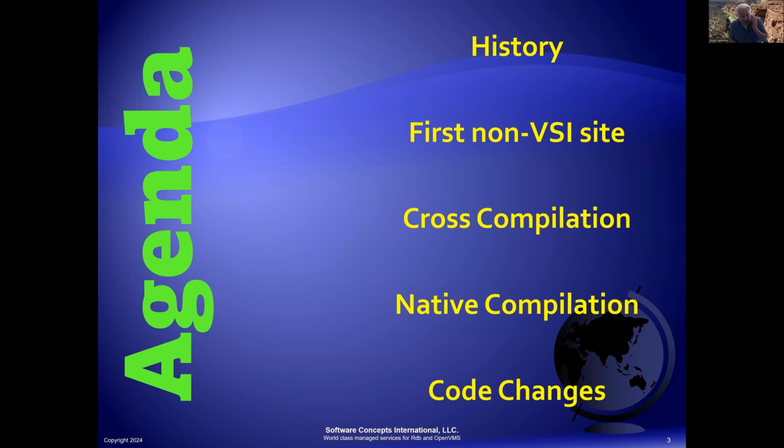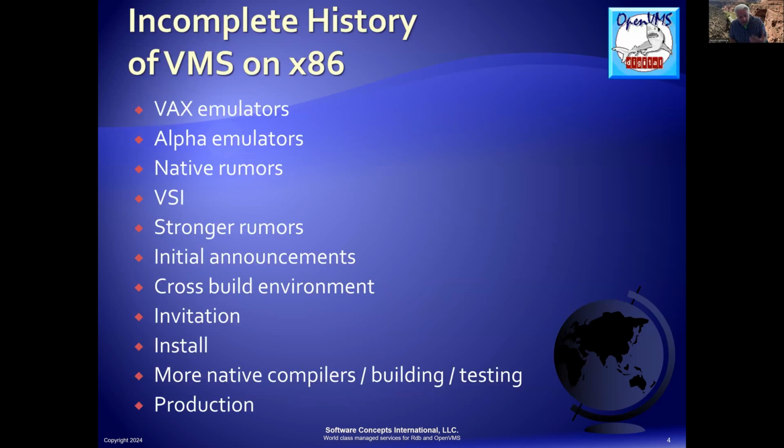So from our perspective, a historical view is that we've run on x86 for a long time. We had VAX emulators many years ago. Then we had Alpha emulators, so we could run VMS VAX systems and VMS Alpha systems on x86. There have been rumors of native VMS on x86 for a long time. They come and go. They're brought up and they're shut down.